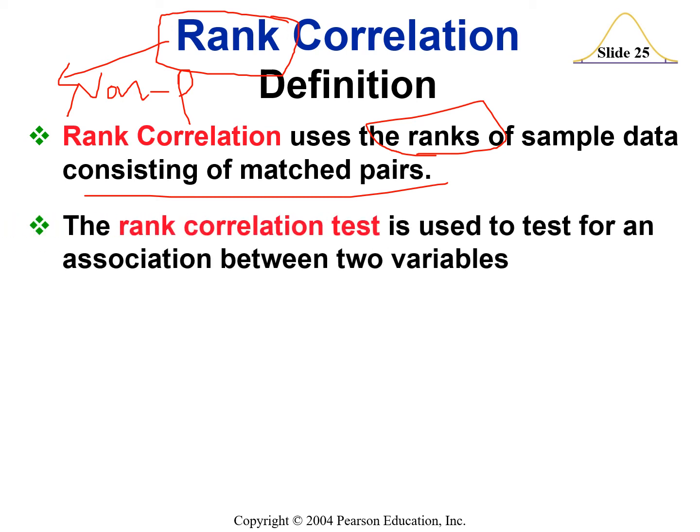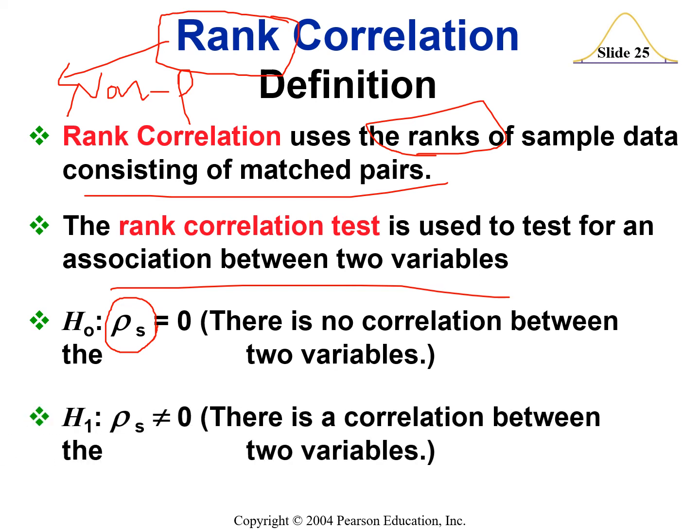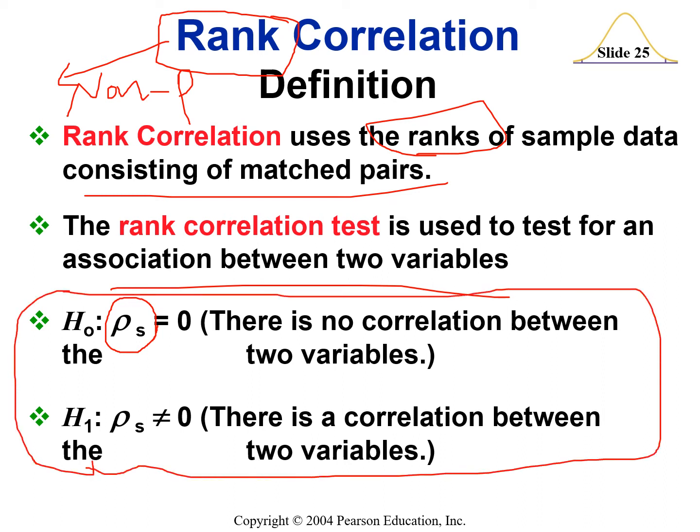The rank correlation test is used to test for an association between two variables. This is a hypothesis test of rank correlation; we can see it later. Rho S is for rank correlation of the population. It is the same as rho in linear correlation, and rho S doesn't equal 0. This is a test of hypothesis. I think this is not the appropriate place for this point.